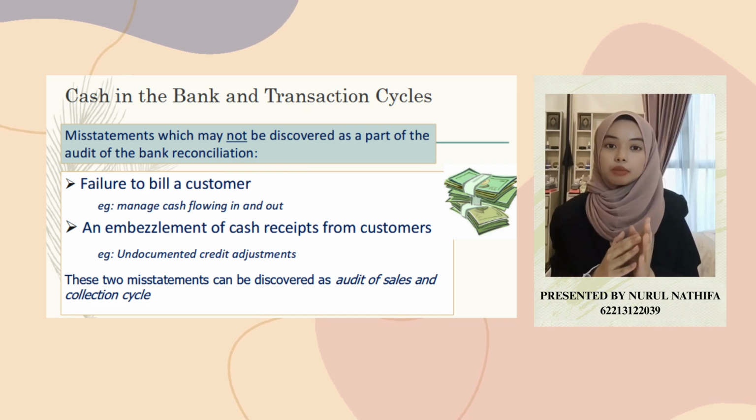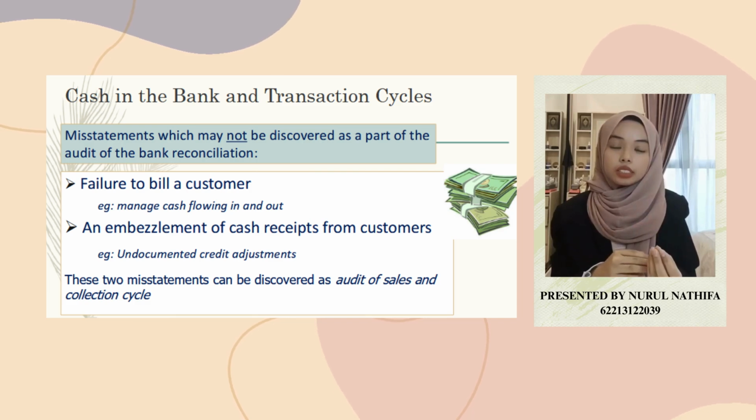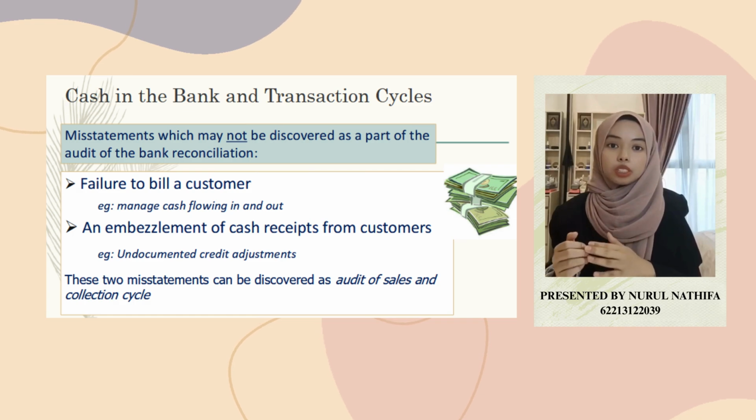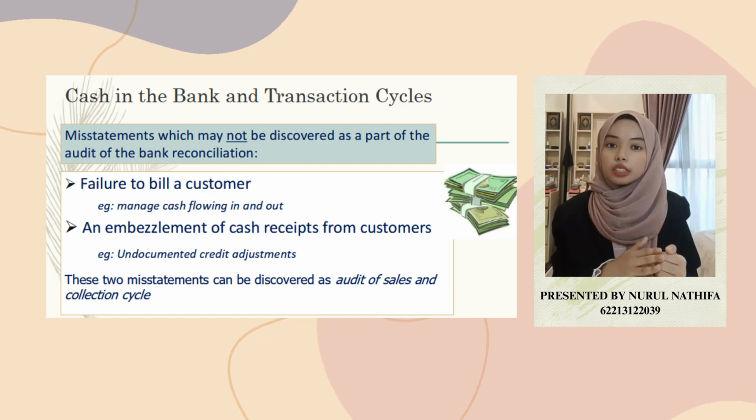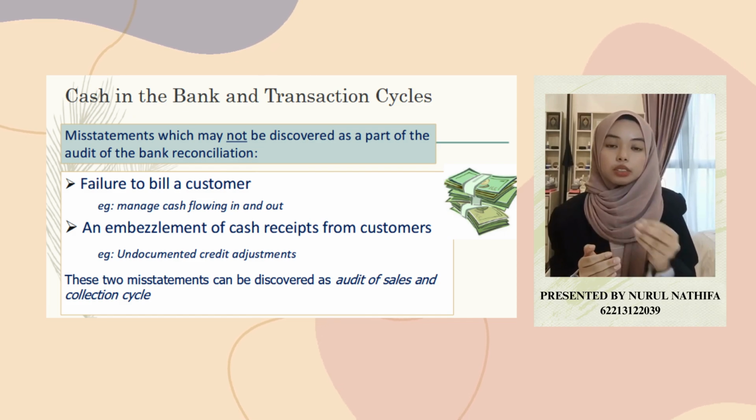Next is embezzlement of cash receipts. This is when someone steals the money that a customer pays. To hide it, they might change the records, like giving a credit adjustment to make it look like the customer doesn't owe anything. This kind of fraud also won't show in the bank reconciliation because everything seems to match on the surface. But when we audit the sales and collection cycle, we might notice that the customer actually paid but the money didn't go to the bank.